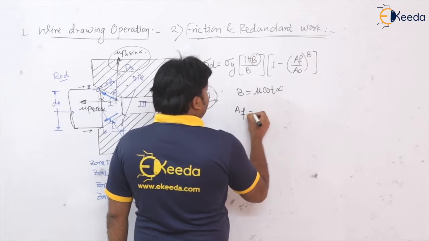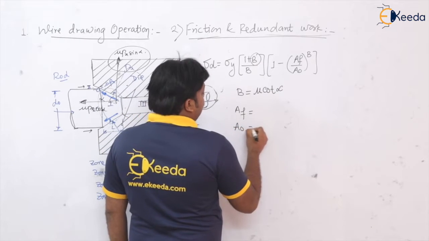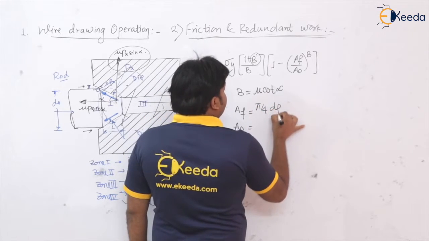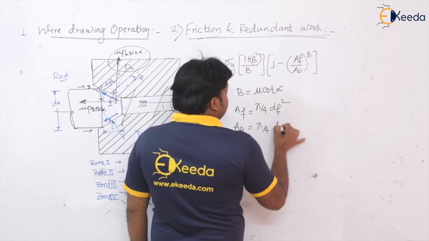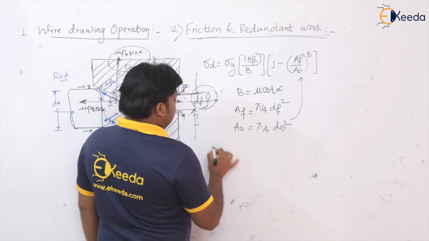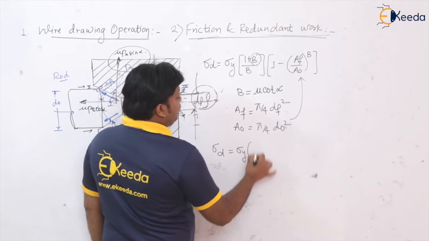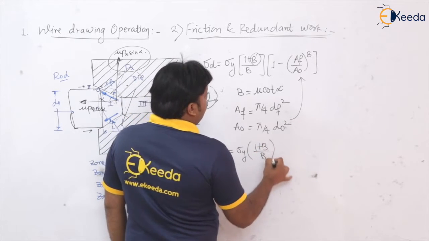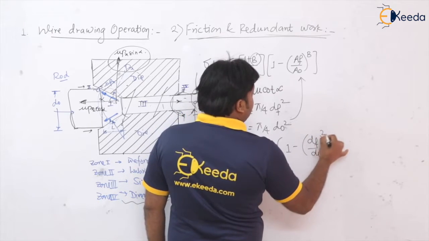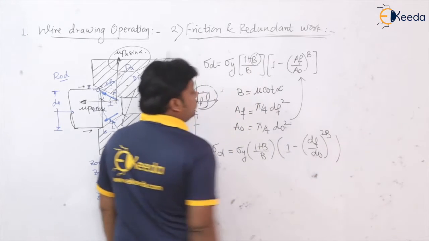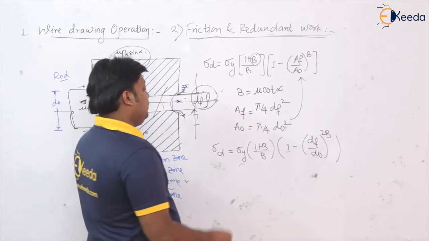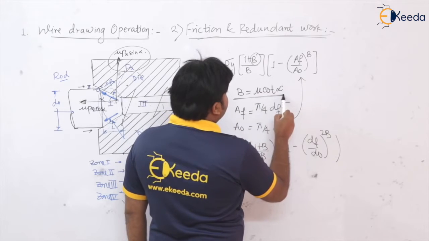A final is your final cross section of the wire, and A original is the original cross section of the rod, that is pi by 4 d final square, and pi by 4 d original square. You can replace this A final by A original ratio, you can also write sigma d is equal to sigma y into bracket 1 plus B upon B into bracket 1 minus d final divided by d original to the power 2B, like that you can also write. So sigma y is nothing but the yield strength of the material, okay, B is nothing but mu cot alpha.